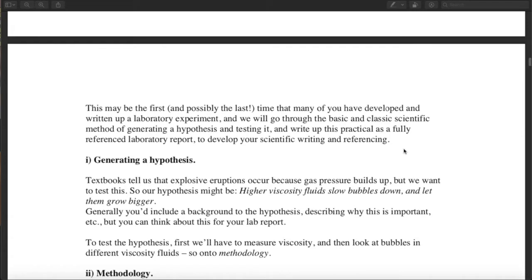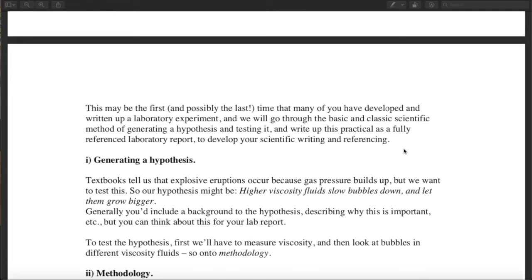For many of you, you may have done experiments in basic science classes before and you're familiar with the methodology, in which case this will be a gentle reminder. But for a good fraction of the class, this may be the first and possibly the last time you've actually worked through the formal approach of setting up a lab experiment. So we're going to treat this like a classical lab experiment, and go through the basic scientific method of generating a hypothesis, testing that hypothesis, and then writing up the practical.